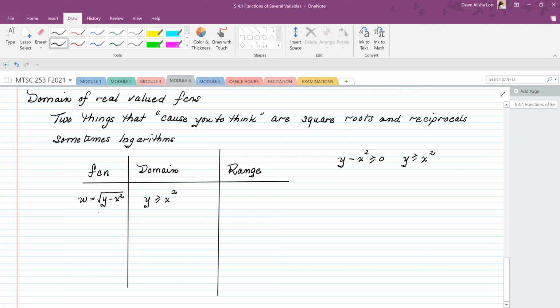And the kind of numbers that can come out of there are only positive numbers or 0. So the range is the interval from 0 to positive infinity. Can't get anything negative out of there.